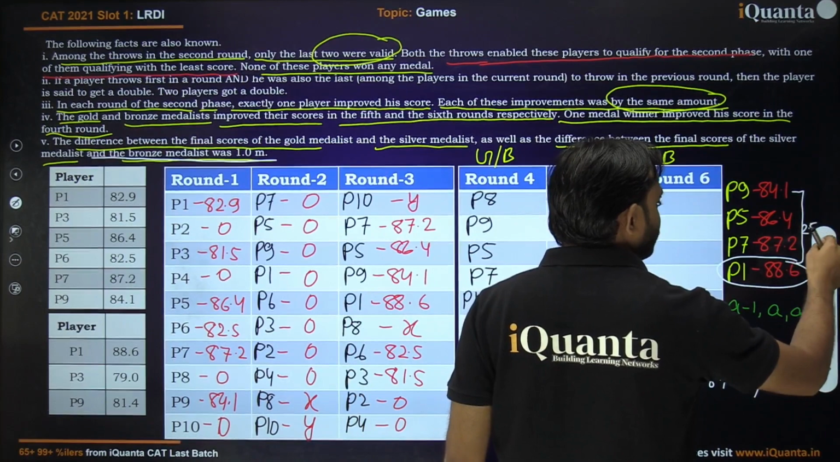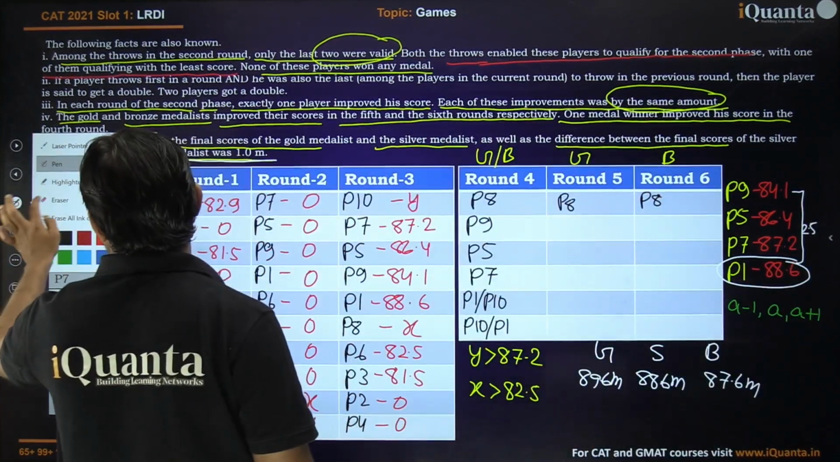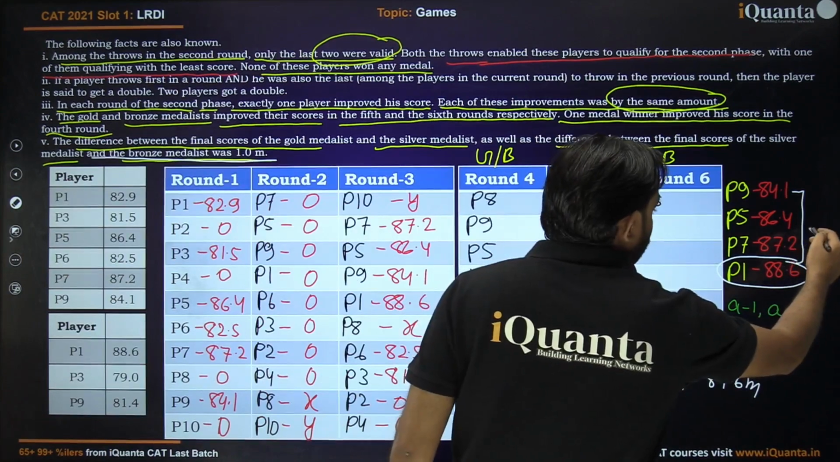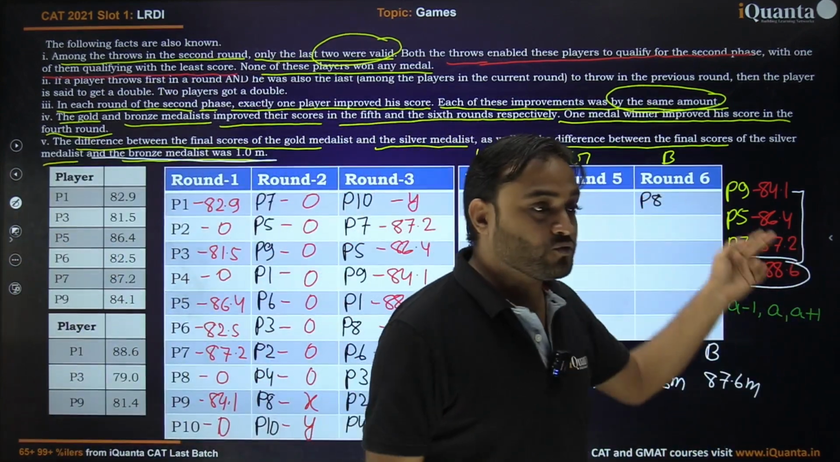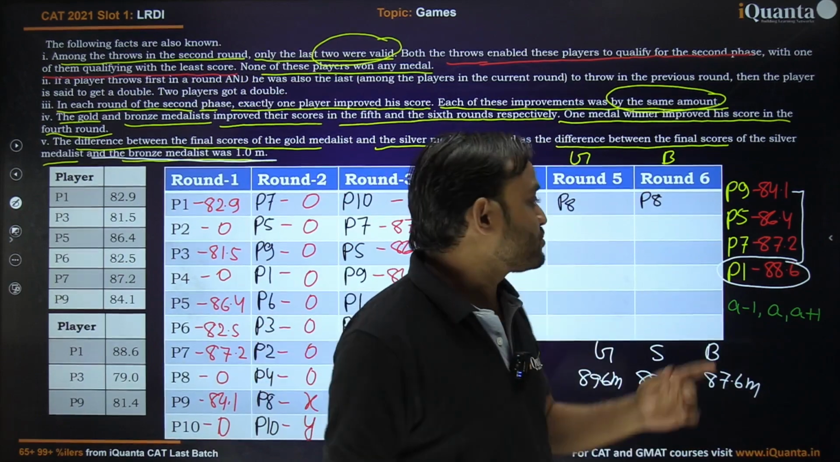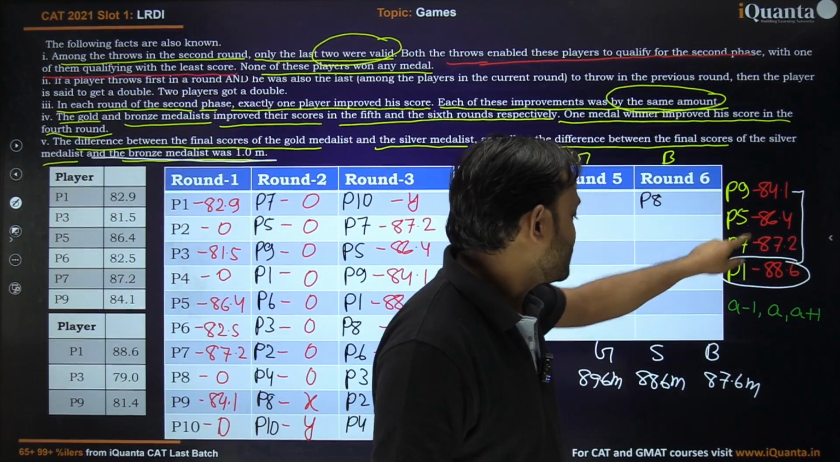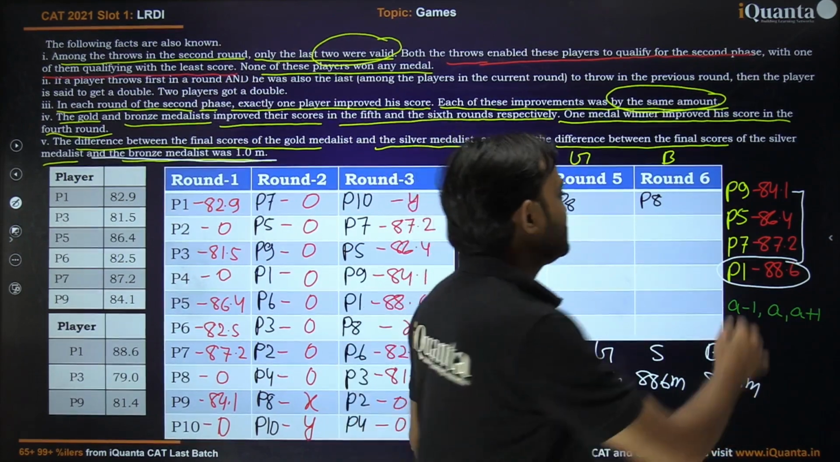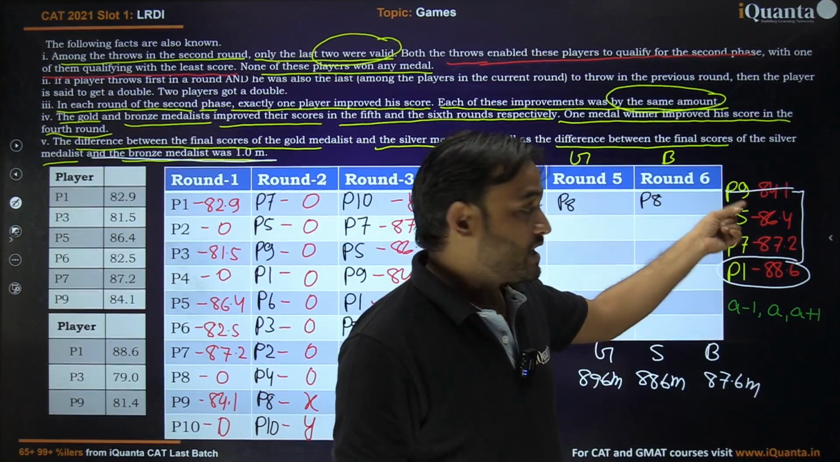Okay, he must improve by 4.5. So if he improves by 4.5, someone must have improved by 4.5 twice. If you add 9 to these two players, you don't get 89.6. So let's discard P9.